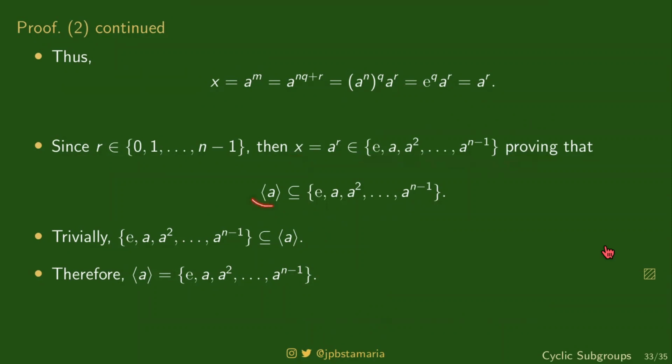So, pag ang X mo nandito, nandito rin yung X. Kaya, yeah, basically, that's it. So, the subgroup generated by A will have N elements only, namely, E, A, A squared up to A to the N minus 1. So, meron tayong natutunan ngayon.